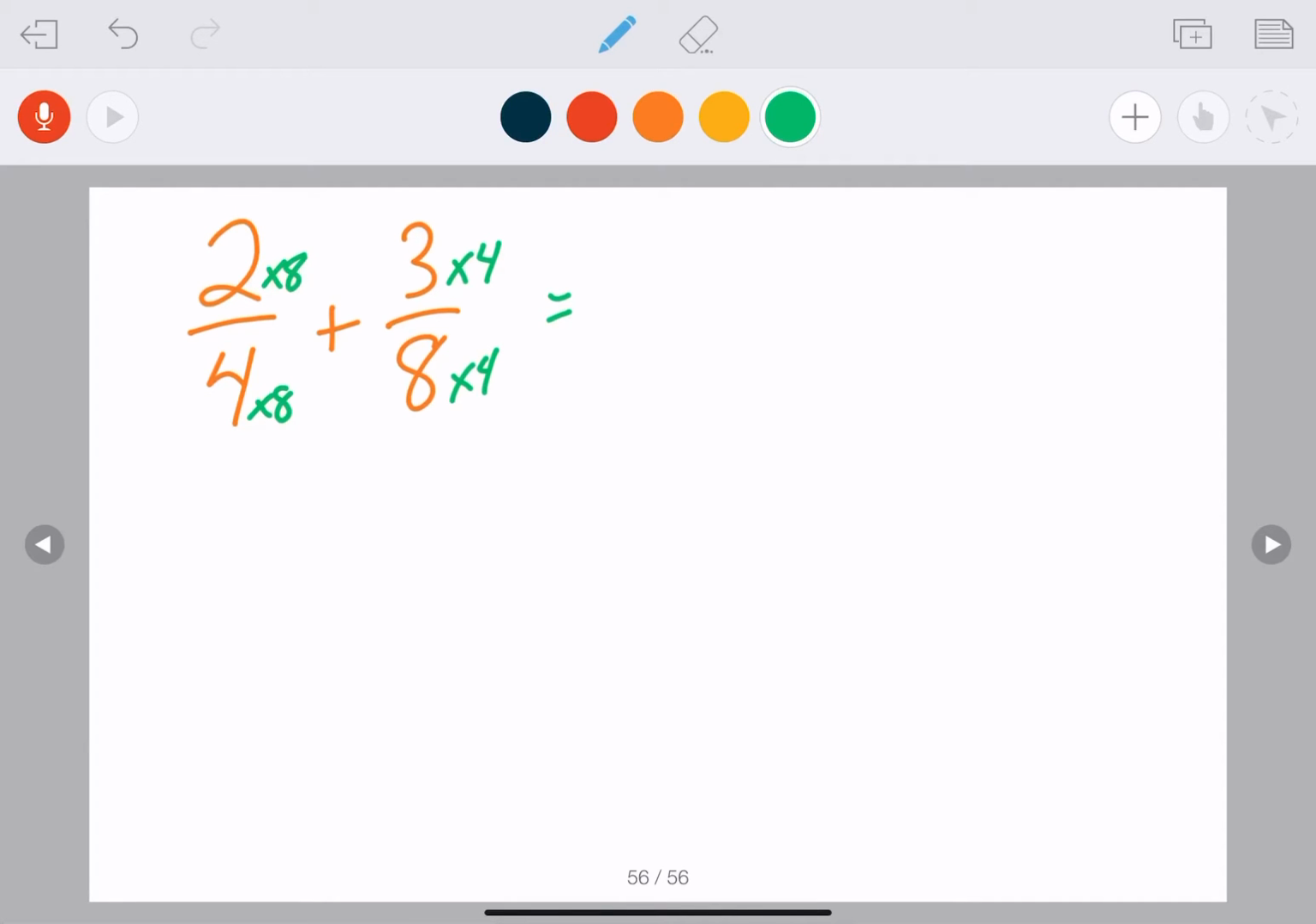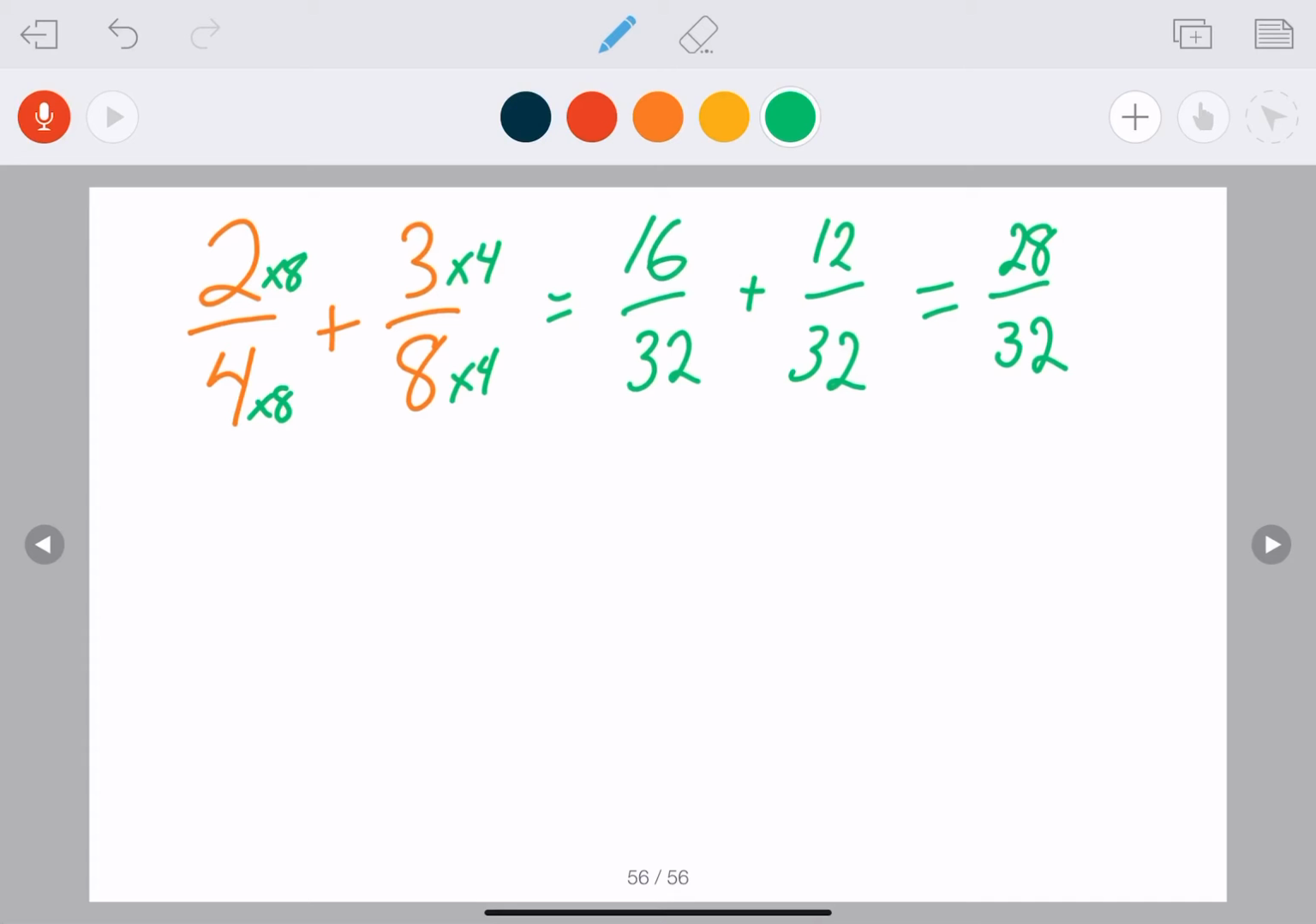So 2 times 8 gives me 16. 4 times 8 gives me 32. 3 times 4 gives me 12. 8 times 4 gives me 32. 16 plus 12 gives me 28. And the bottom stays 32. Now right off the bat, I can see that 28 and 32 are both even numbers. So that means there's definitely a way to simplify this. It could be 2, it could be 4, maybe it's a 6.